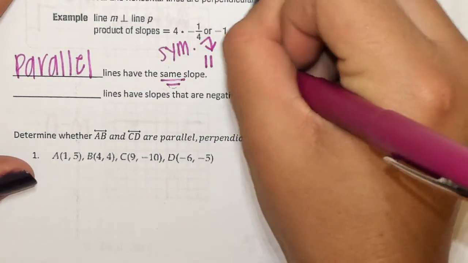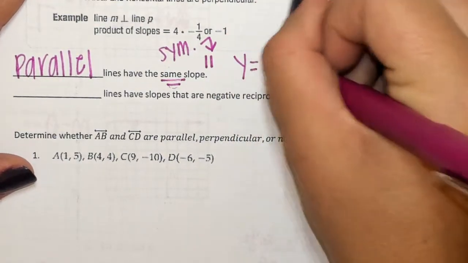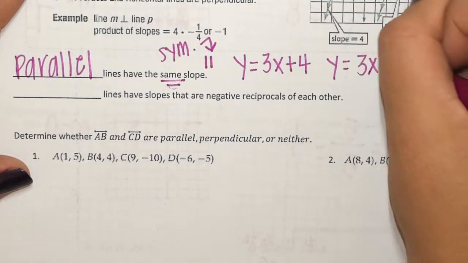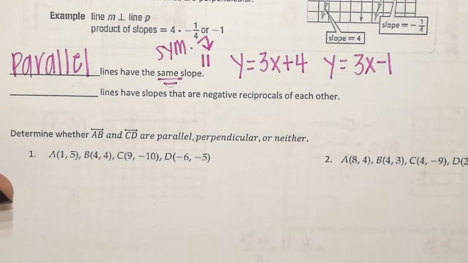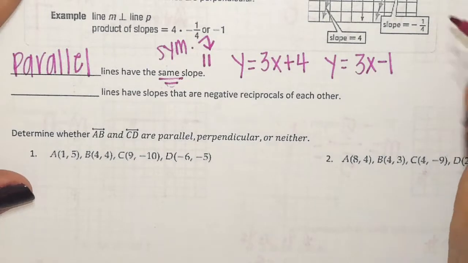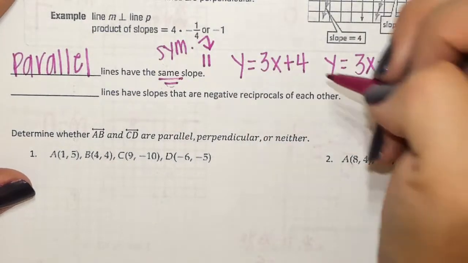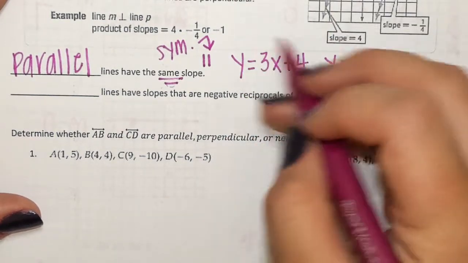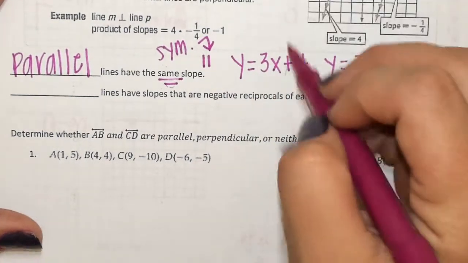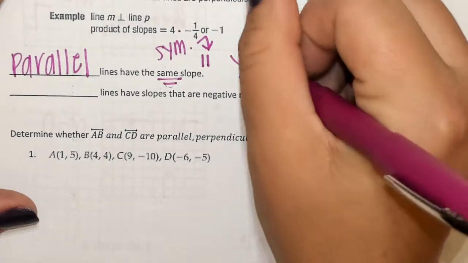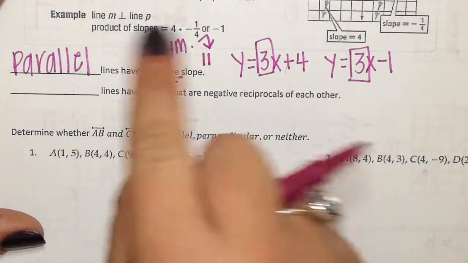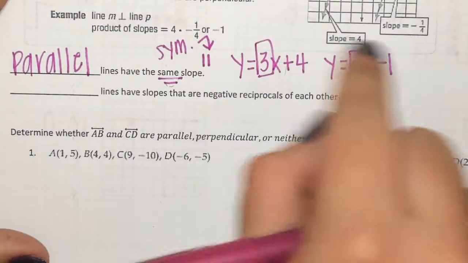Familiar? So, if you have y equals 3x plus 4 and y equals 3x minus 1, those are two equations of lines. They're two separate lines. But remember, in y equals mx plus b, m is the slope. So what's the slope in this equation? Slope 3. What's the slope over here? So if they have the same slope, these lines will be parallel.